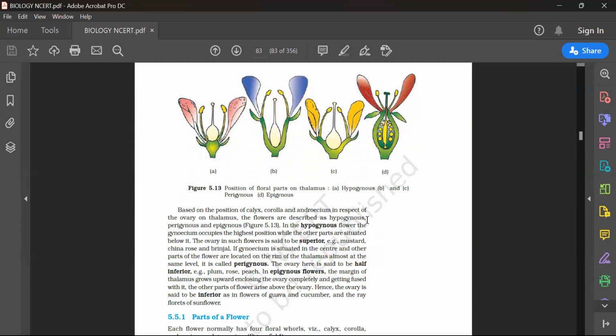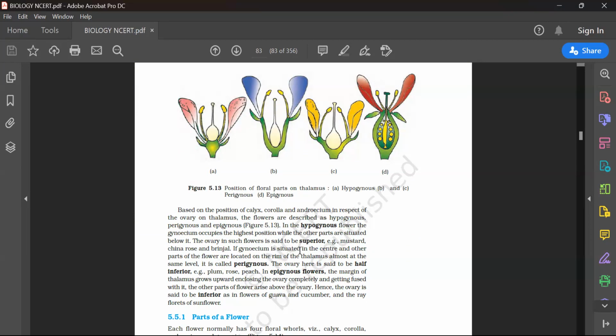In a hypogynous flower, the gynoecium occupies the highest position while the other parts are situated below it. The ovary in such a flower is said to be superior. Examples are mustard, China rose, and brinjal. Not only that, it includes all the 4 families.